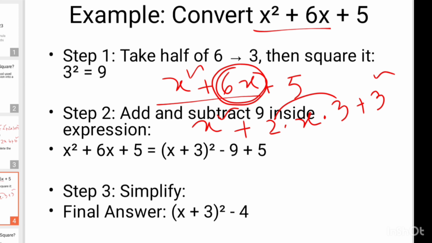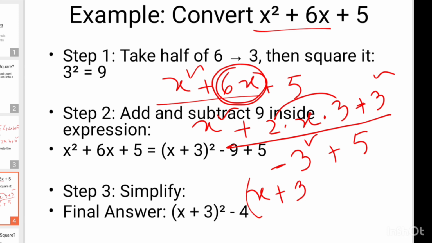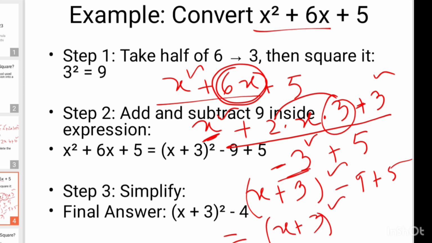Okay, we get 3 whole square more than here, so that's why we subtract 3 whole square and plus 5. Now this is the full formula, a square plus 2ab plus b square, that means a plus b whole square. A means x here and b means 3. So a plus b whole square, and this 3 whole square means minus 9, and plus 5. That's why we get x plus 3 whole square minus 4.